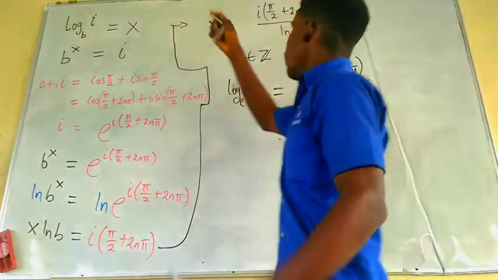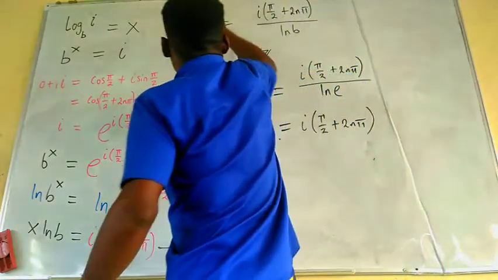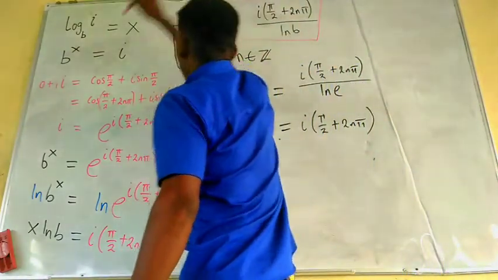But this is the general formula that we make use of to solve for the logarithm of i to any base b.